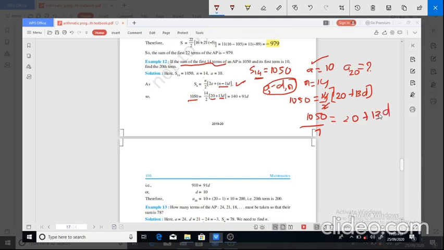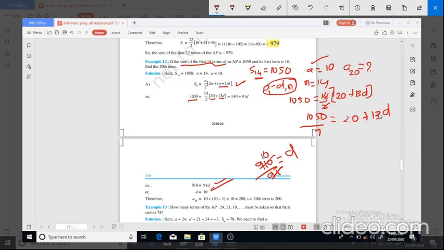After cancellation, what do we get? 910 equals 91D. So 910 divided by 91 is equal to D. 91 into 10 is 910. So the D value here is 10.